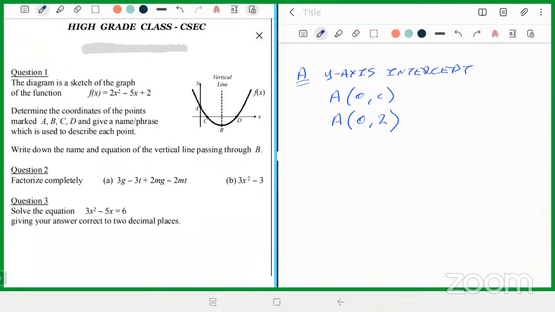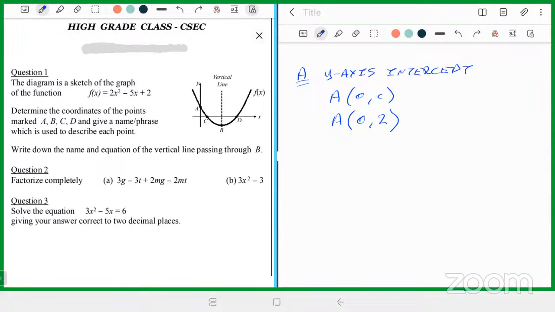Then we come to the point B. And that point B is the vertex of the quadratic curve. This one is a smile-shaped quadratic curve, and so it's a minimum turning point, or the vertex of the quadratic function, which is a parabolic curve that is symmetrical and has a turning point.